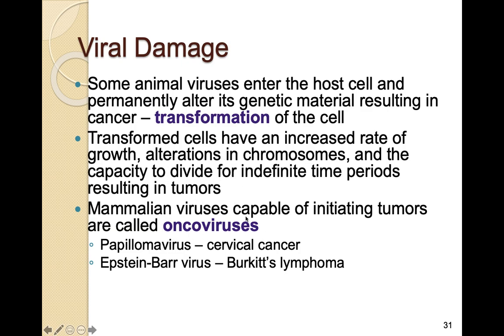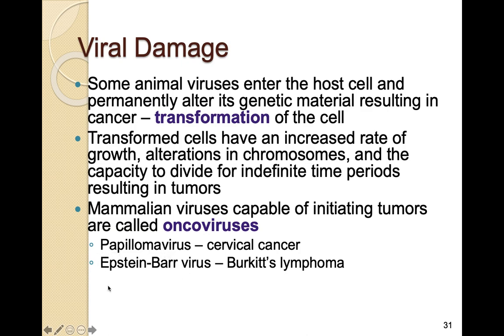Now, viruses can cause this to happen. And viruses that can cause this to happen are called oncoviruses. Onco meaning cancer, so cancer-causing viruses. So human papillomavirus, HPV, causes cervical cancer. It can cause the cells inside of a female cervix to lose their ability to regulate cell cycle reproduction and just go kind of crazy and cause cervical cancer.